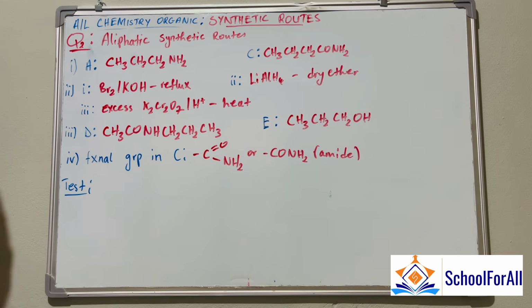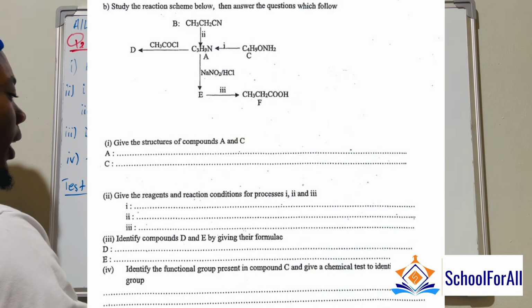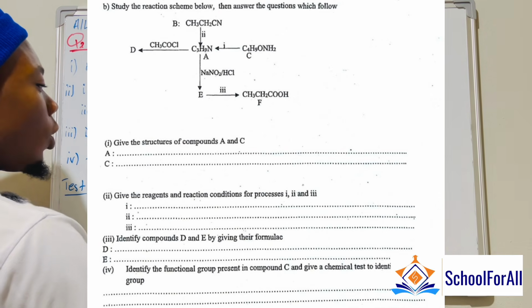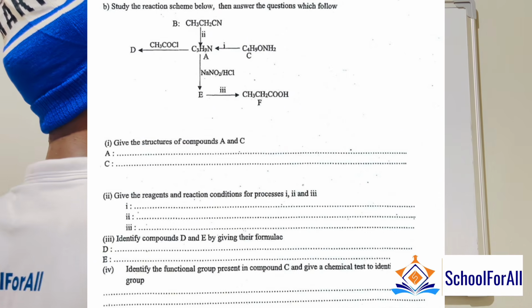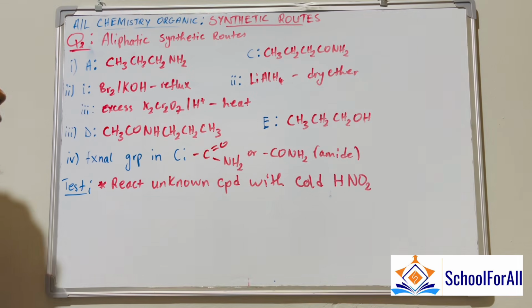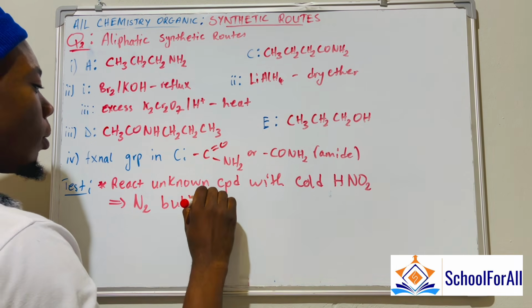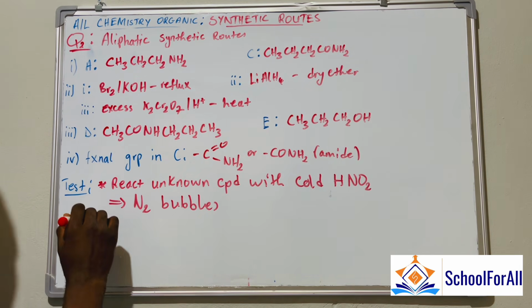Now in Roman 4 they are asking you to give the functional group in C. So the functional group in C is CONH2, which is the amide functional group. Now they are asking you to give a test for the amide functional group. How do we test for the amide functional group? You simply react your unknown compound with cold nitrous acid. What will I obtain? Bubbles of nitrogen gas.